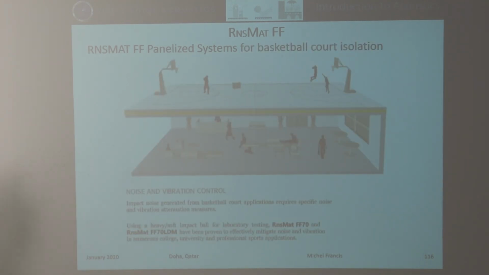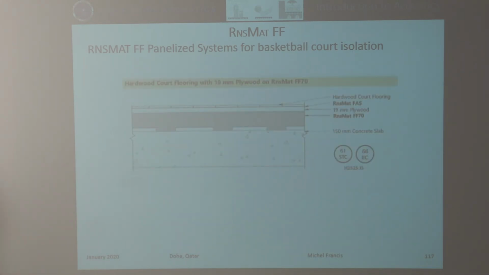Noise and vibration control. You can see here you have a basketball court, which is one of the uses. You have an office or public space below, and a basketball court on top, and the impact of the ball and the jumping of the players will cause a problem. So using a heavy duty mat like FF70 or FF70 LDM is recommended for such applications. This is an example for hardwood court flooring.